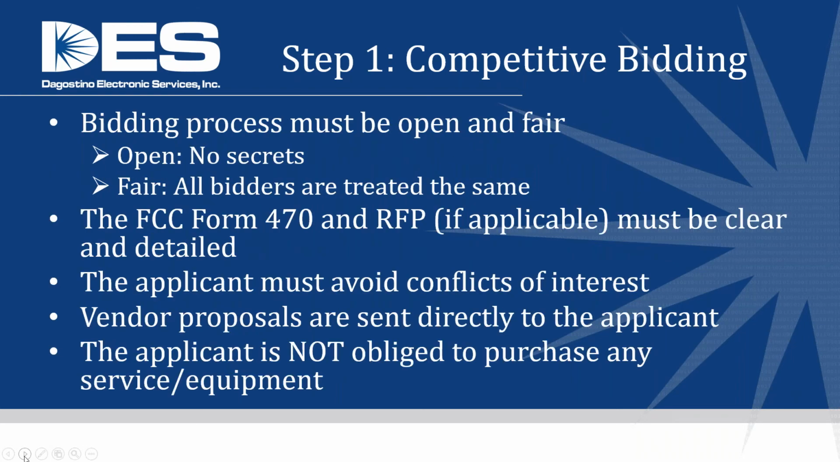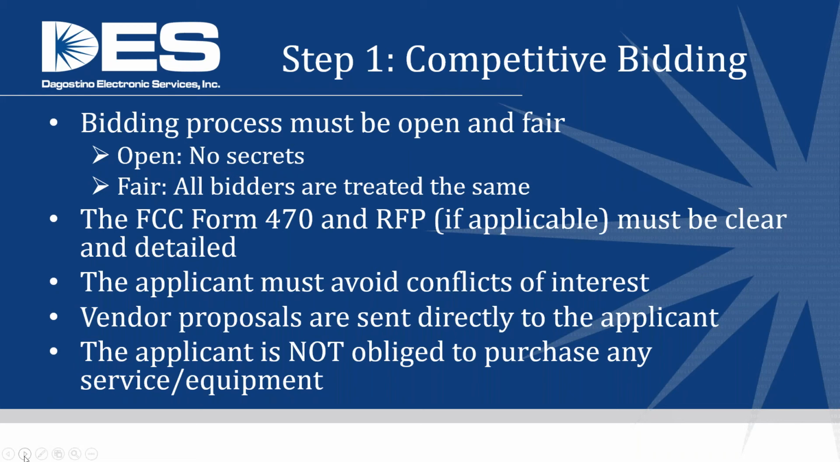And then bidding processes must be open and fair. No secrets. You cannot share information with one bidder and not with everyone. And then all bidders have to be treated the same. You can't give someone advance notice of the project. And then your FCC Form 470 and RFP, if applicable, must be clear and detailed. And then it's hard, but you have to avoid all conflicts of interest. Just keep everything fair. And then once the Form 470 is approved, the vendor proposals are sent directly to you to review. And you are not obligated to purchase any service or equipment.